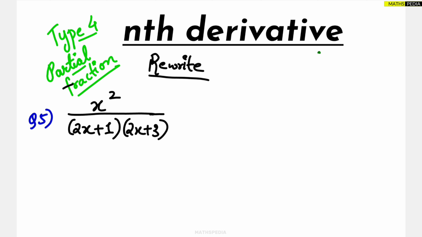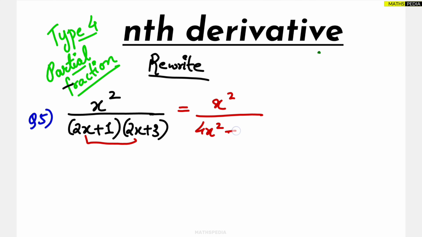Whenever both the powers are equal, we'll try to convert it into a proper fraction, and then we'll apply the partial fraction. Now we cannot apply the partial fraction directly. So for that purpose first we'll expand this. It is equal to x square as it is, but the denominator part if we expand, I'll multiply 2x everywhere. So 2x into 2x is what?